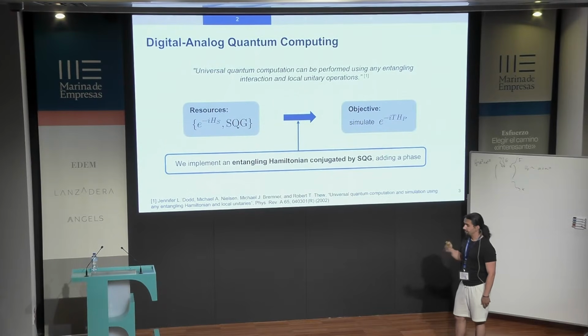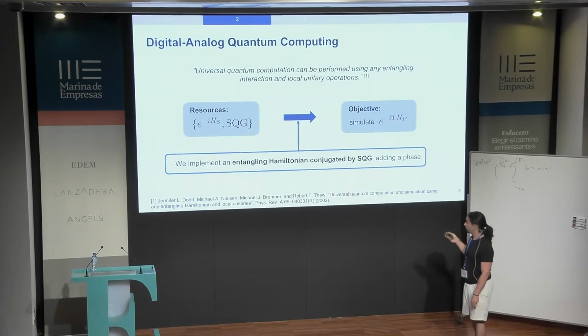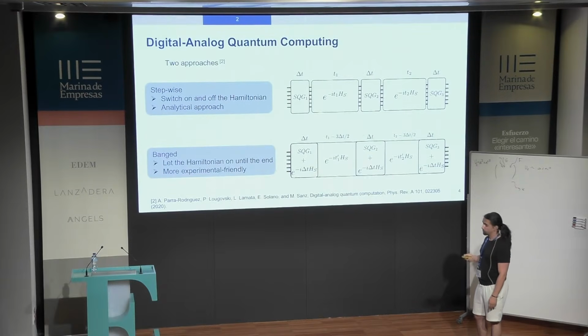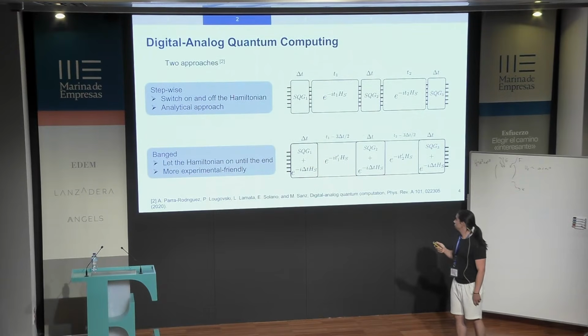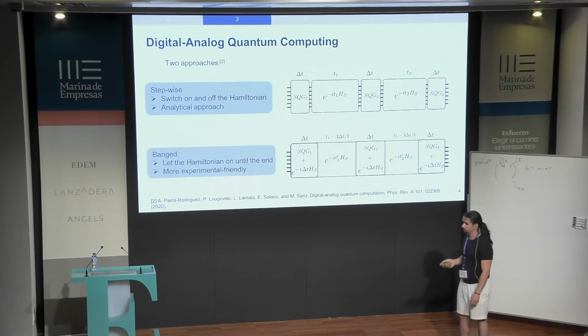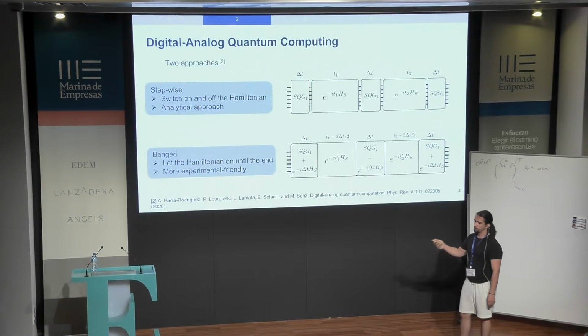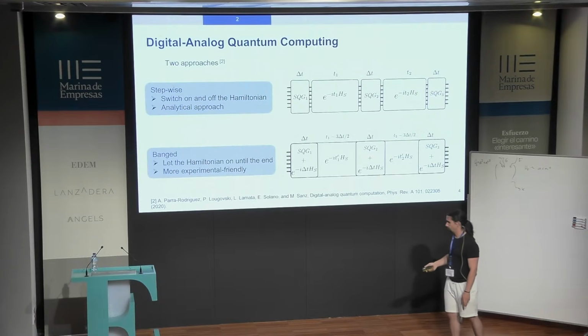And by doing this multiple times with different possible conjugations, we'll map our Hamiltonian into a new Hamiltonian that describes our quantum algorithm. There's two ways of doing this. First, the stepwise digital analog quantum computing approach, which means I apply my local unitaries, then I do my evolution for a certain time, then I do again my local unitaries.